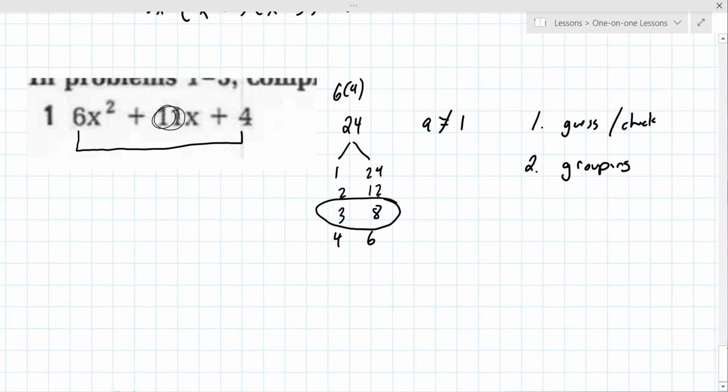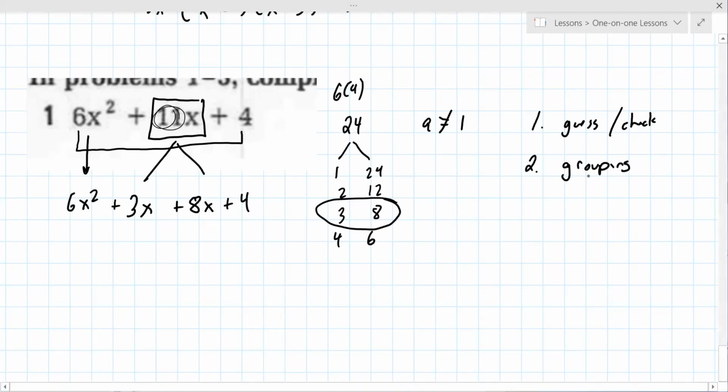So this is the crucial part. This 11x becomes these two numbers, 3x plus 8x. These other things just come down: 6x squared plus 4. Have you seen this before? Great. So now we're going to do what's called factor by grouping, or I call it double factoring because you do it twice.